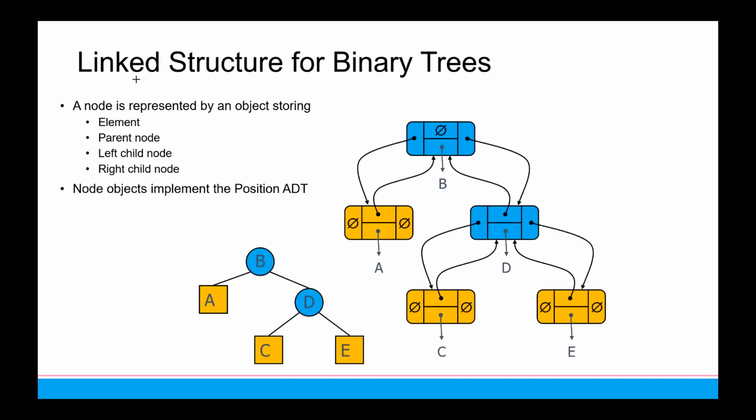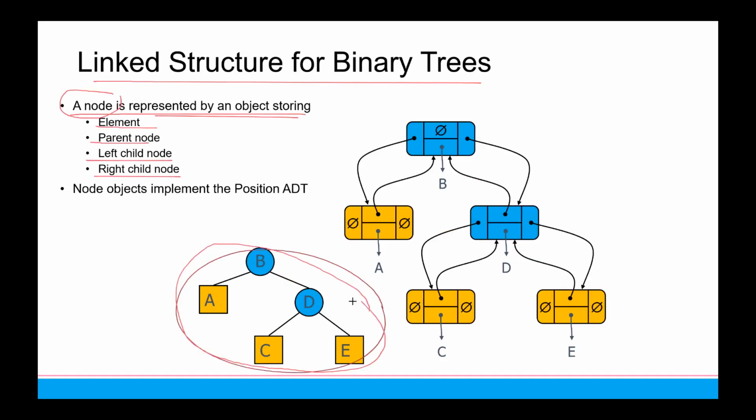What about the linked structures for binary trees? In binary trees, we need to make a node, a node that is represented by an object storing the element, the parent node, the left child node, and the right child node. So let's say we have this binary tree. We have 2 children.